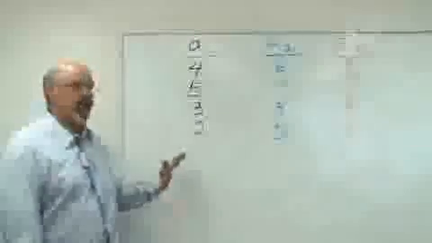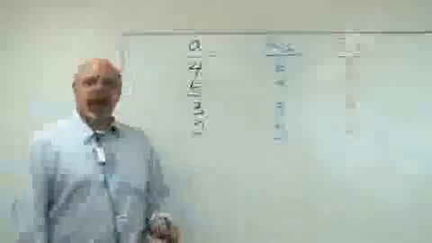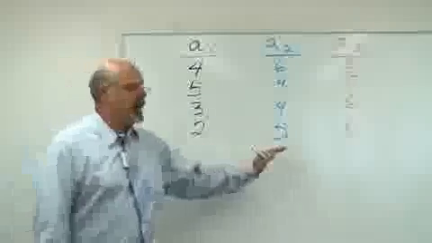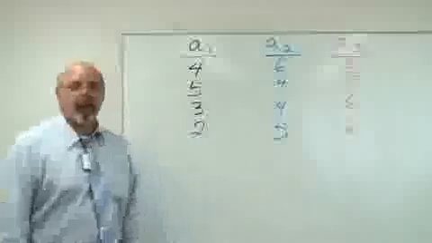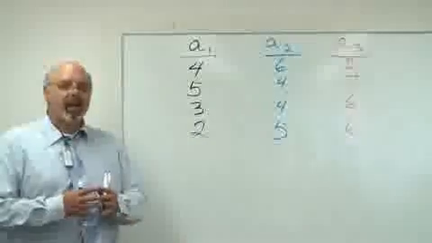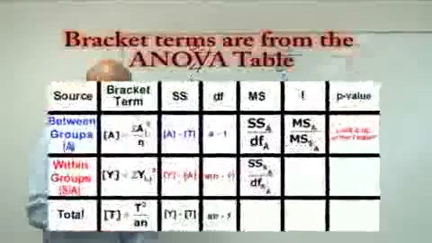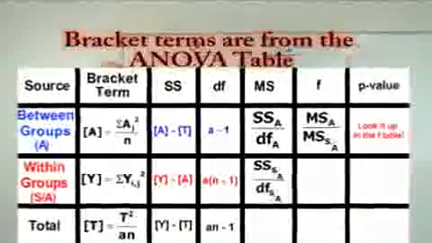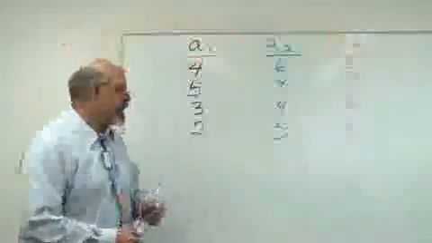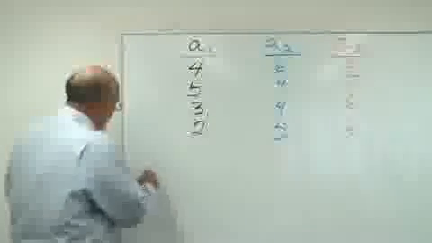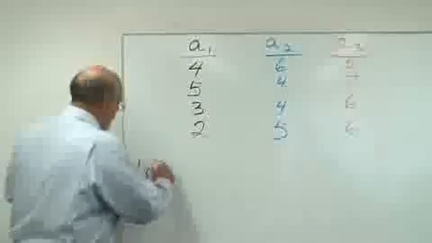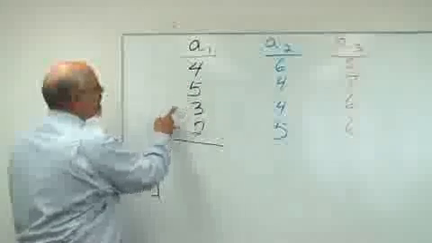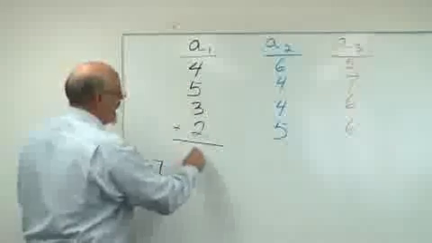We're going to do an F-test today, a real short example of one. An F-test compares the variances between at least 3 different groups, so we have a baby problem here. You need to figure out what the bracket terms are first. The first bracket term is the A bracket term. You need to add up each individual group. 4 plus 5 is 9, plus 5 is 14.